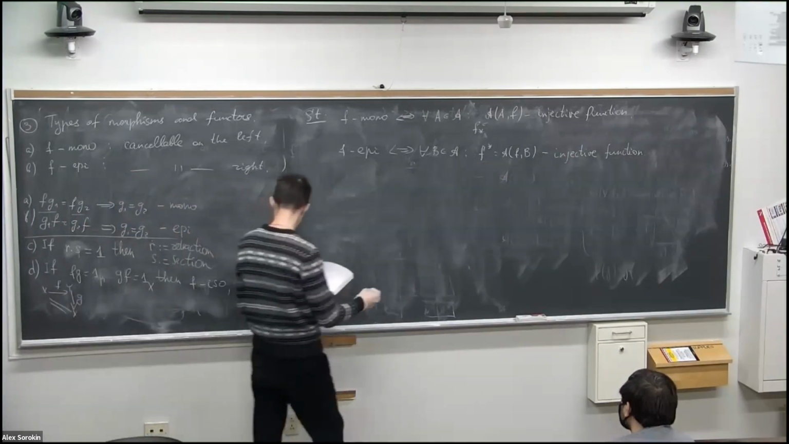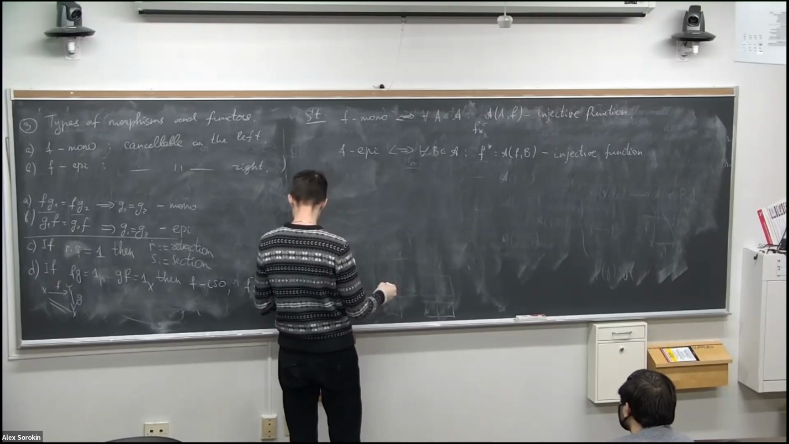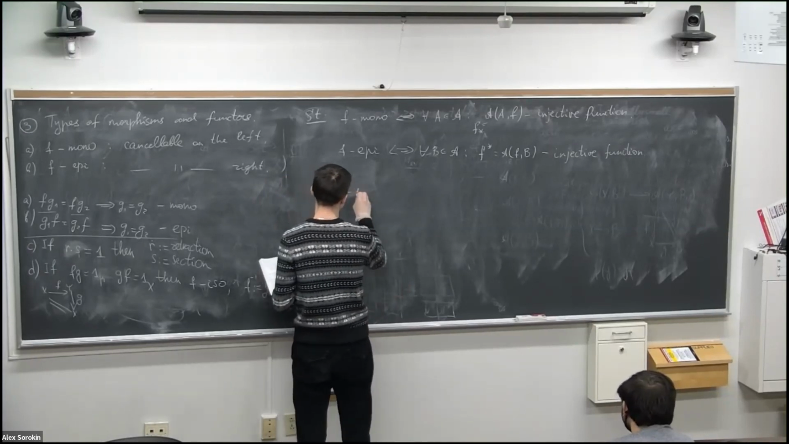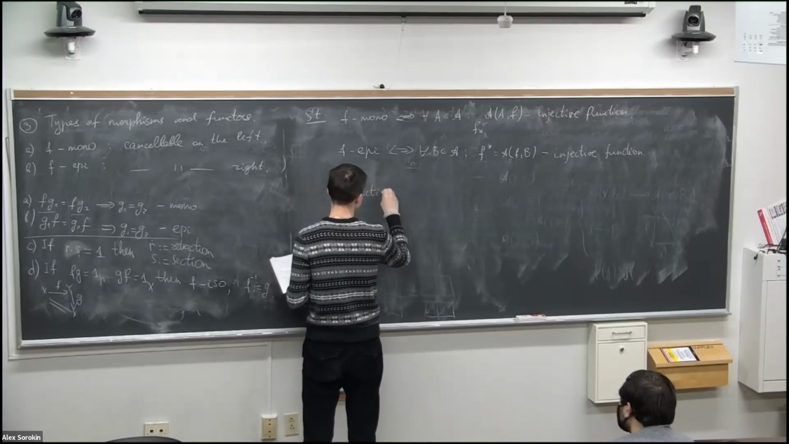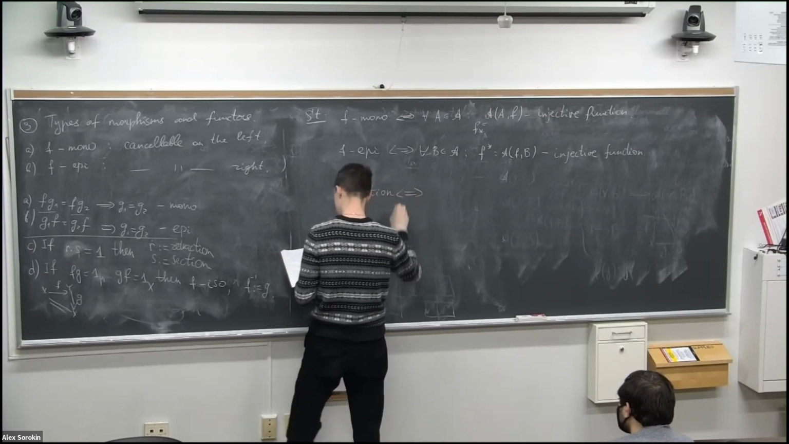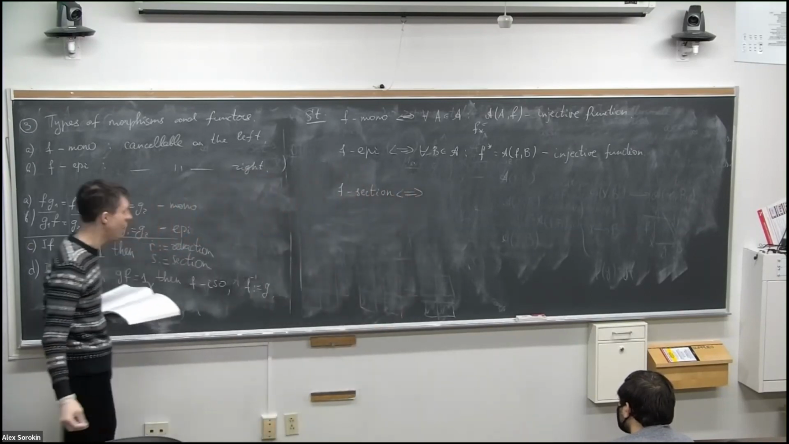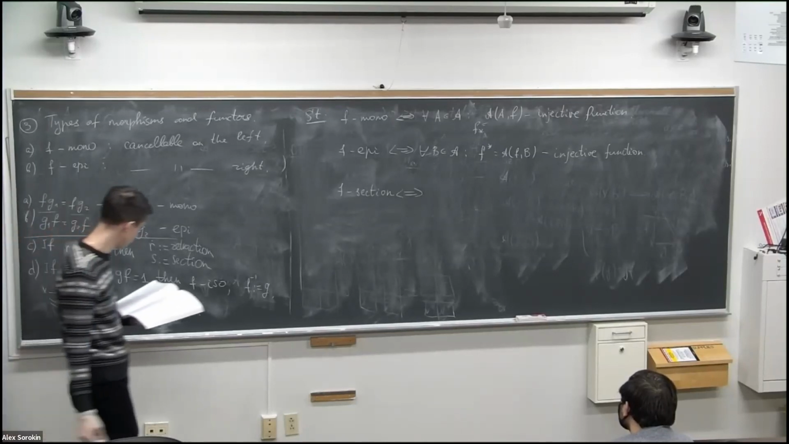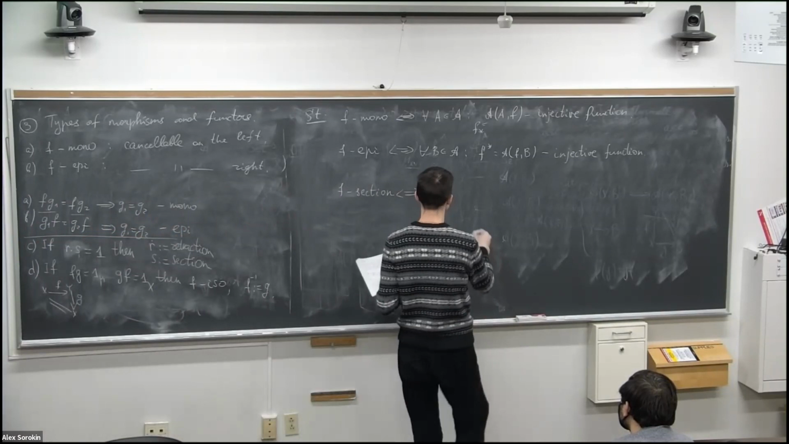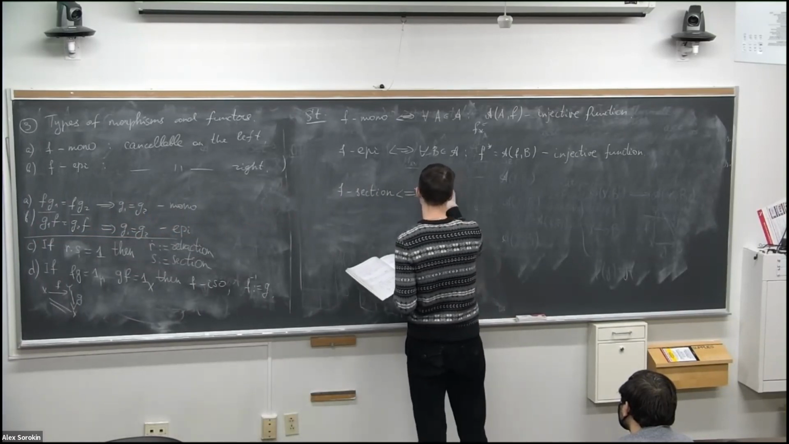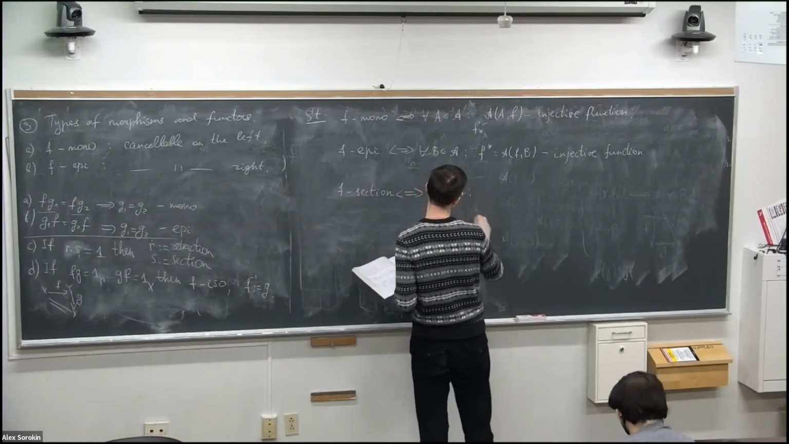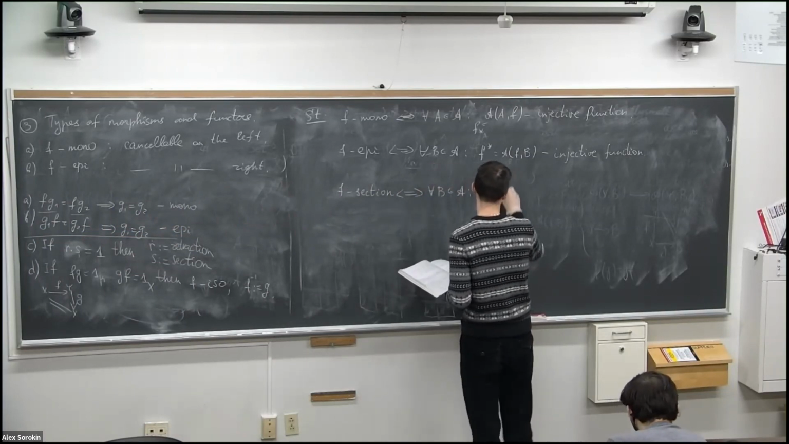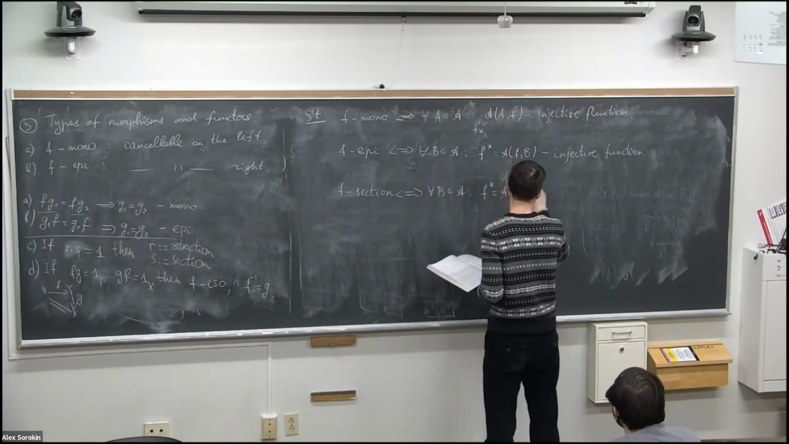Then F is a section if for every B belonging to the category, F star B is surjective.